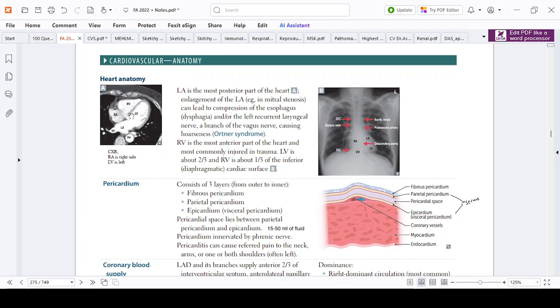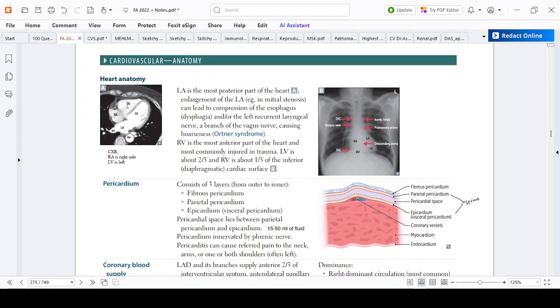Now, if you look at the RV, it's the most anterior part of the heart, and it's most commonly injured in trauma cases because it's the most anterior part. So when someone stabs a person on the sternal area anteriorly, the commonly injured chamber is the RV.